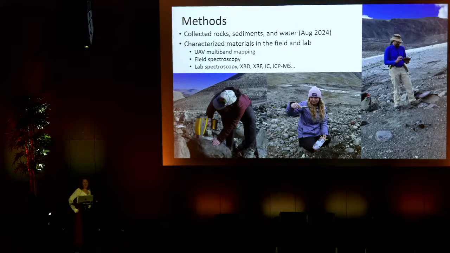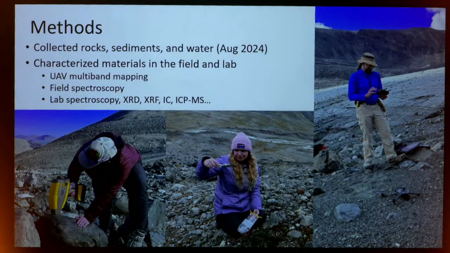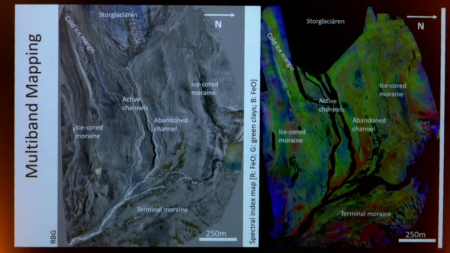We went into the field and collected rocks, sediments, and meltwater. We characterized a lot of these materials both in the field and brought them back to the lab, and that analysis is still ongoing. We also took a UAV and did multispectral mapping of the forefield. And as I said, we did some nice field spectroscopy as well. So I'll dive right into the results here. On the left, you can see a map of the glacial forefield.